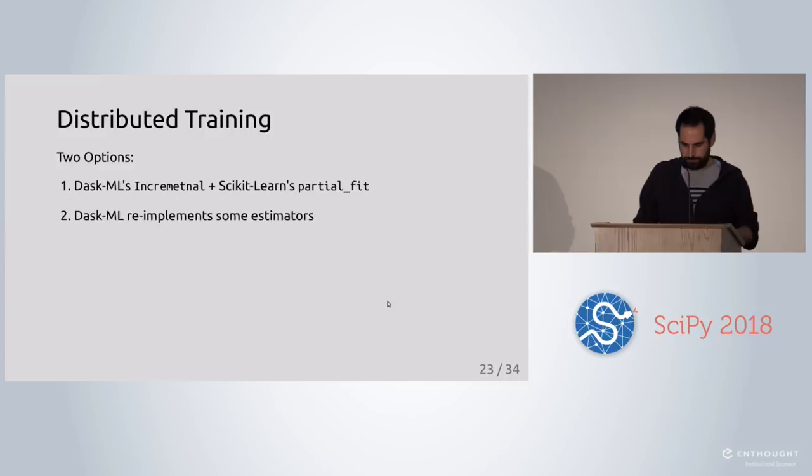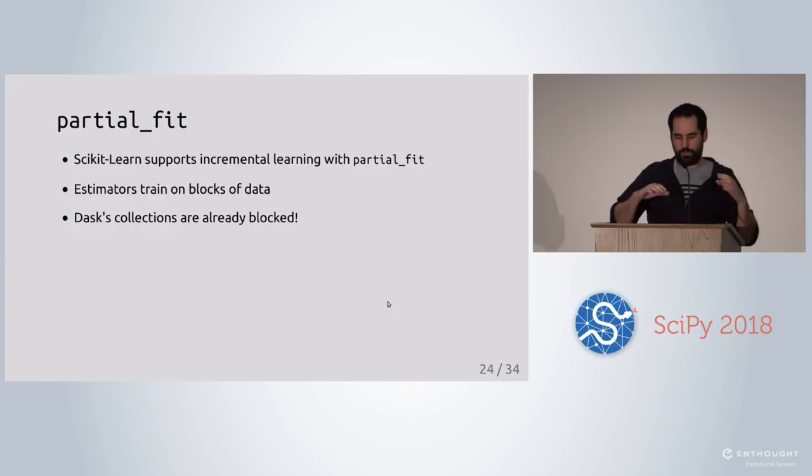So to use the first strategy, which is just to wrap a scikit-learn model that has a partial fit method for incremental learning, each estimator is going to train on a block, a mini-batch of data at a time, and then can release it, and the model parameters will be incrementally updated this way. So Dask collections are already blocked. There is already an underlying chunked NumPy array data structure that is the back end of a Dask array.